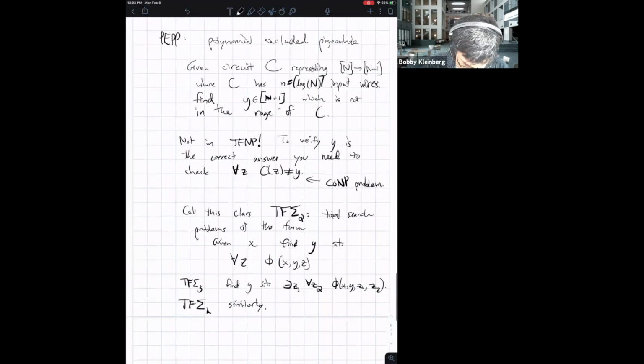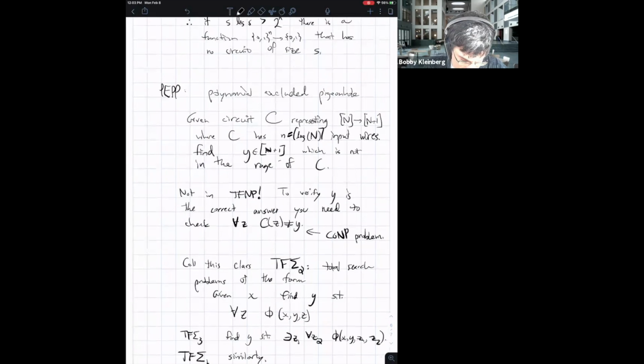So at the second level of the hierarchy, we have this excluded pigeonhole problem, which is very interesting because in particular, it encodes complexity theory's quest to find a Boolean function that has no small circuits.